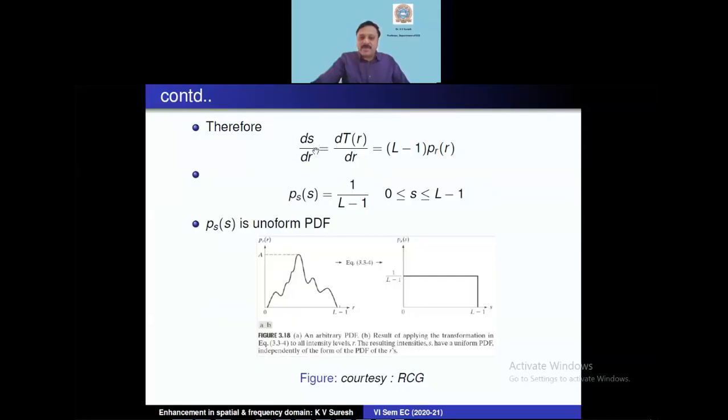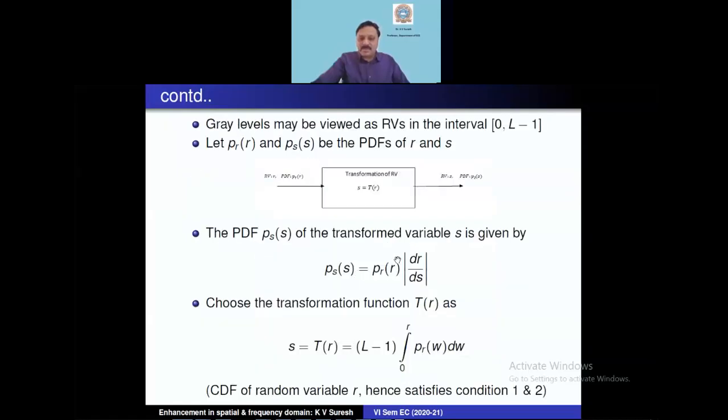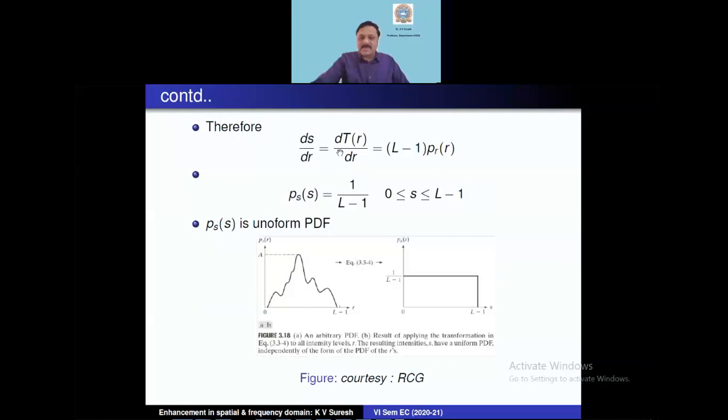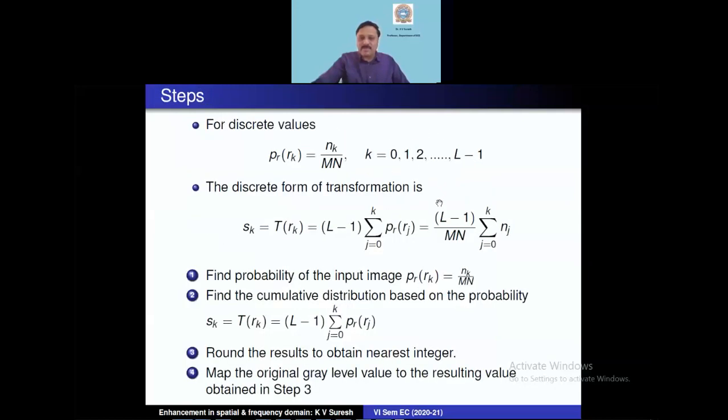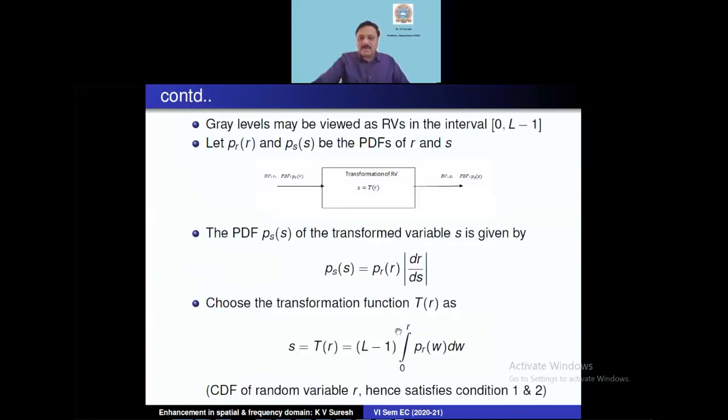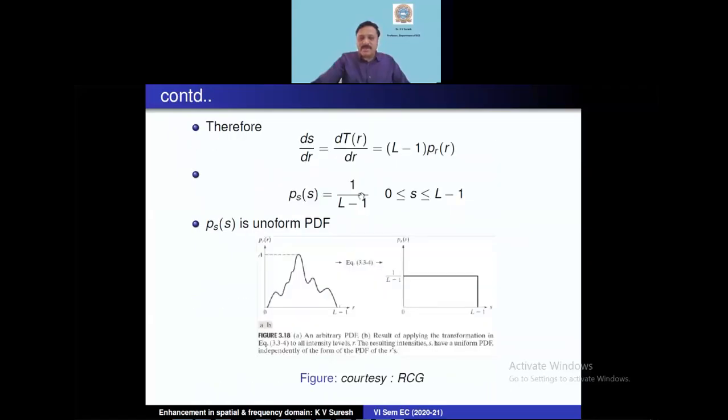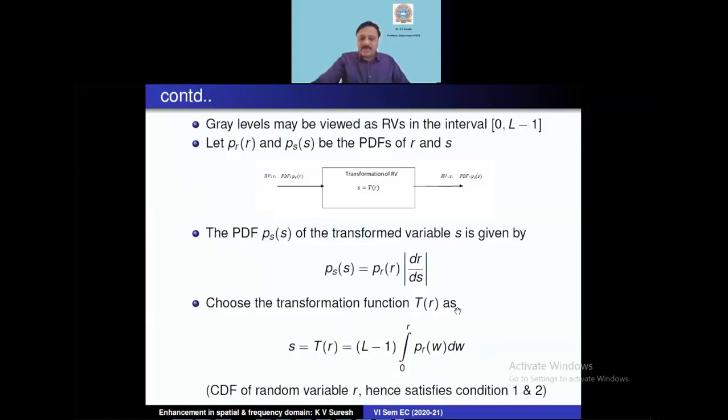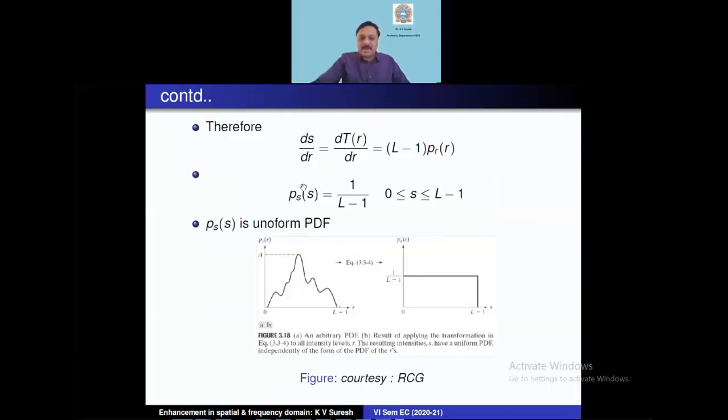Now if I substitute this in the equation, I want dr by ds. dr by ds is the reciprocal of this, so 1 by L minus 1 into PR of R. So I'll get PR of R into 1 by L minus 1 into PR of R. PR cancels, so I'll get back 1 by L minus 1. And all of you know that that is actually a uniform distribution. So this is a proof. The proof here is that if I choose the transformation function to be the CDF of the input random variable, the target PDF will be uniform.